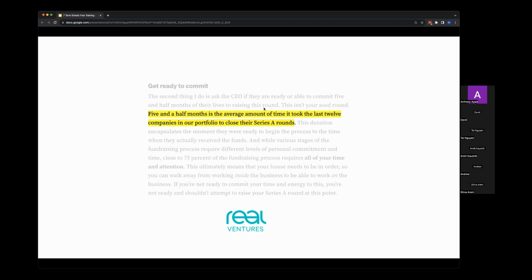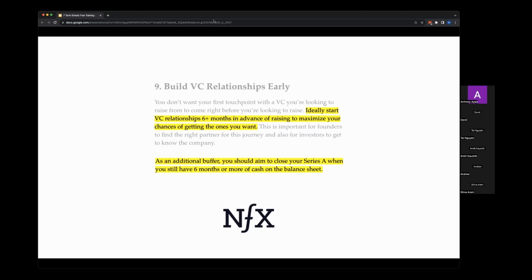Real Ventures, when they looked at the last 12 companies in their portfolio that raised a Series A, found it took on average about 5.5 months to raise. NFX has a great post that says ideally you start building your relationships with VCs 6+ months in advance of raising. And again, these are VCs as you're getting closer to your Series A. It just maximizes your chances of getting the ones that you want.